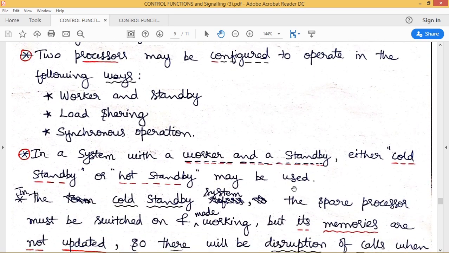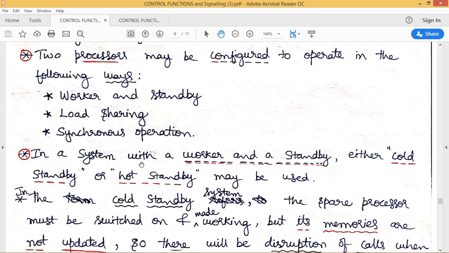The two processors may be configured to operate in the following ways. Basically two processors are available with an SPC exchange, and those two processors can operate in three different configurations. The first is worker and standby, the second is load sharing, and the other is synchronous operation. Synchronous operation is sometimes called synchronous dual operation. First, let us deal with the first configuration, that is worker and standby.